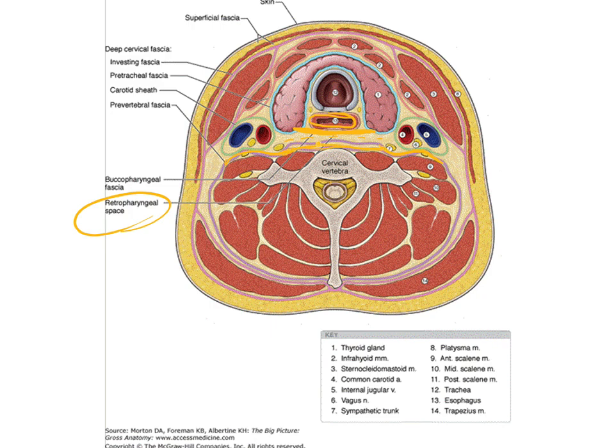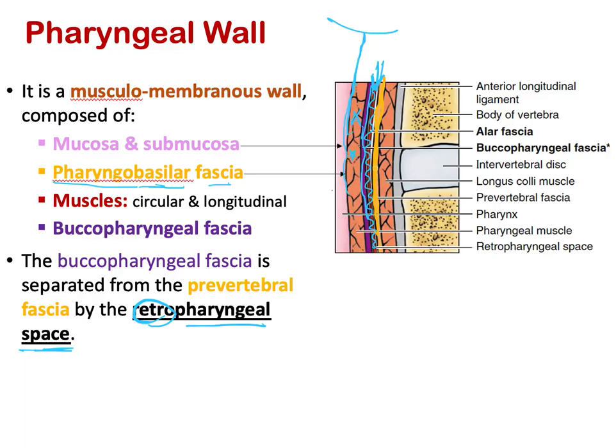Somebody can say, what's this? This is an alar fascia, which is sometimes extended from the prevertebral fascia. I will show you it. Where is it? Let me erase it. So again, this is the buccopharyngeal fascia, and this is the prevertebral fascia. From the prevertebral fascia, sometimes it gives the alar fascia. It's in the retropharyngeal space.